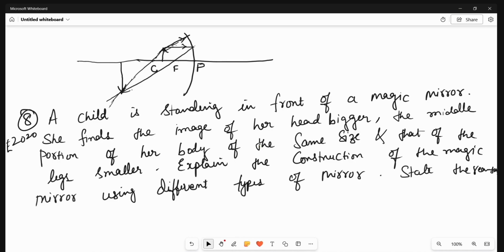So a child is standing in front of a magic mirror. Her head will be bigger. The middle portion is the same size, and the legs are smaller. Now find the construction of the magic mirror using different types of mirrors and state the reason.